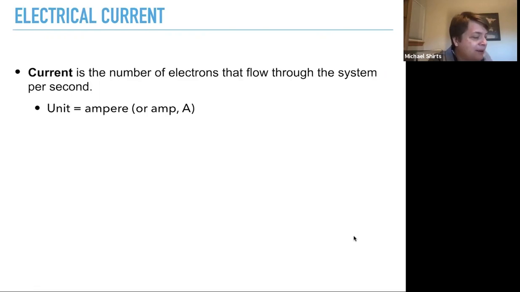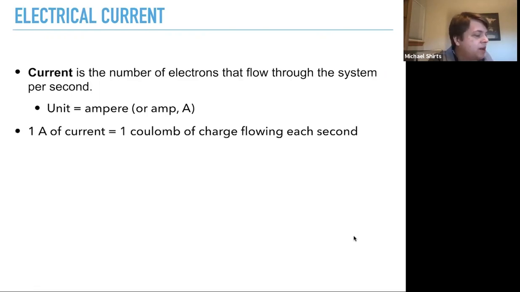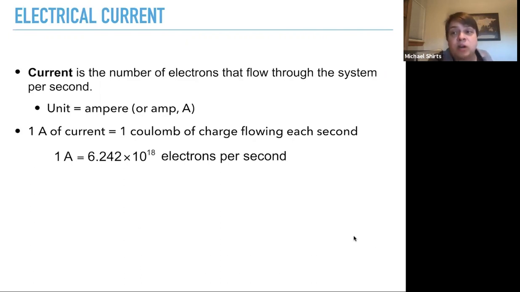the SI unit is ampere or amp. So 1 ampere of current is 1 coulomb of charge flowing each second, and it's 6.242 times 10 to the 18th electrons per second. You can see why we don't want to actually be looking at electrons per second, but really current is just a way of measuring electrons per second.